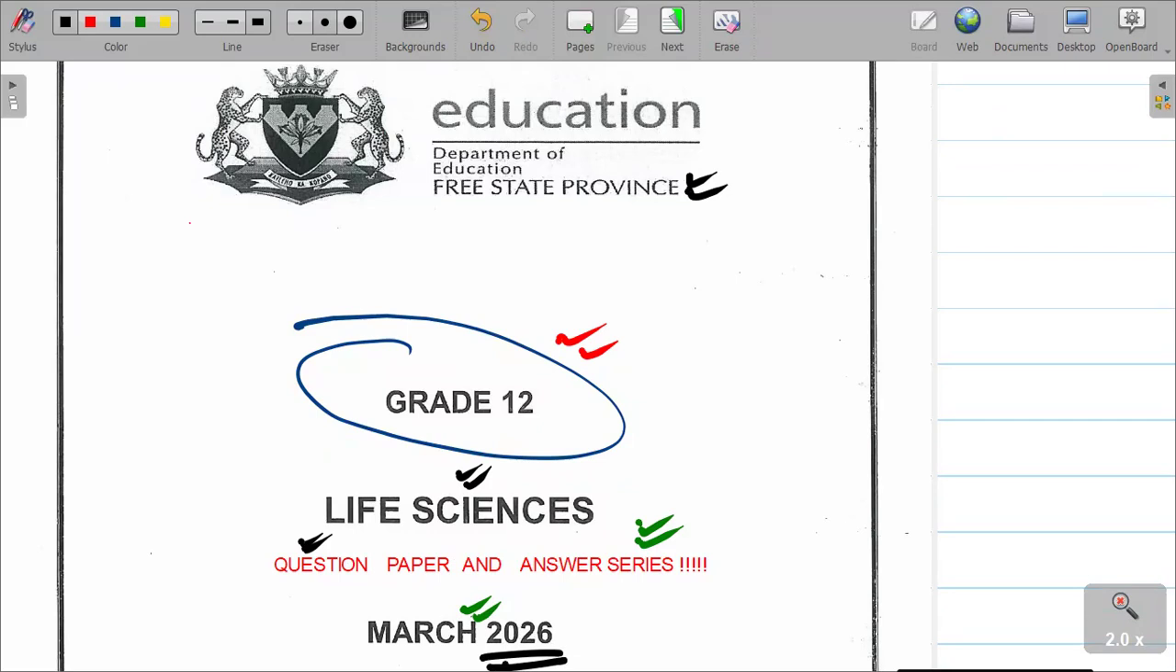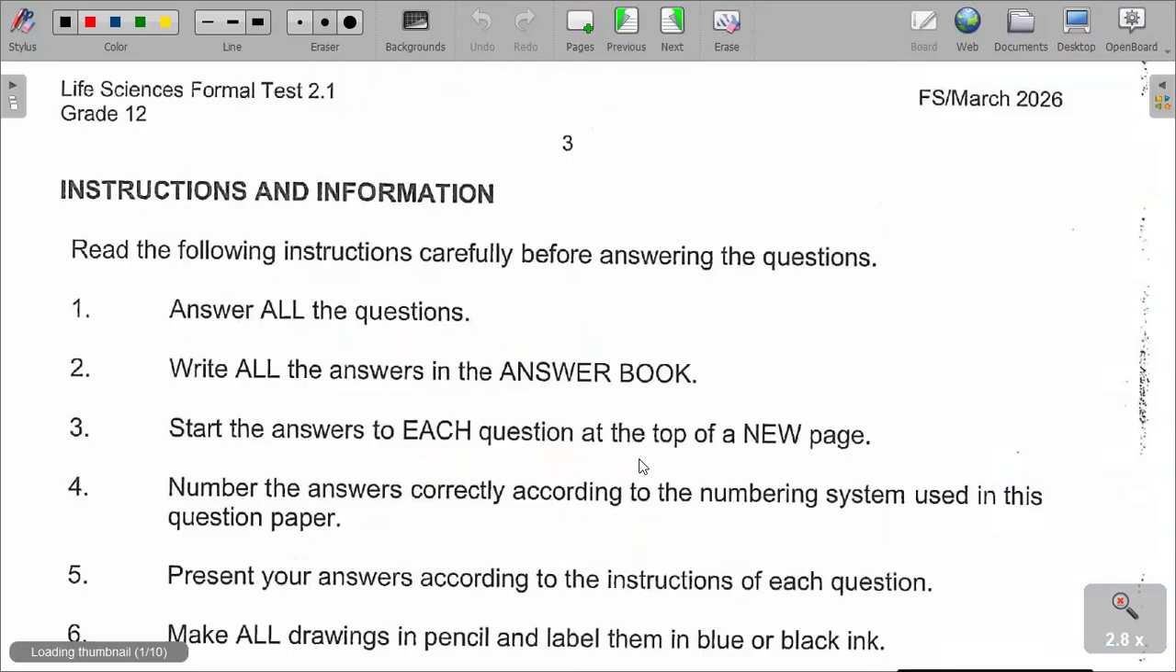So actually, we are just going to mark, review, evaluate, and also understand the paper that was written this March of 2026. It is quite good for us to understand and also make sure that Term 2 is loading in style. Without wasting any time, we always have instructions which are given there. I'm sure that grade 12, you know that instructions are quite important.